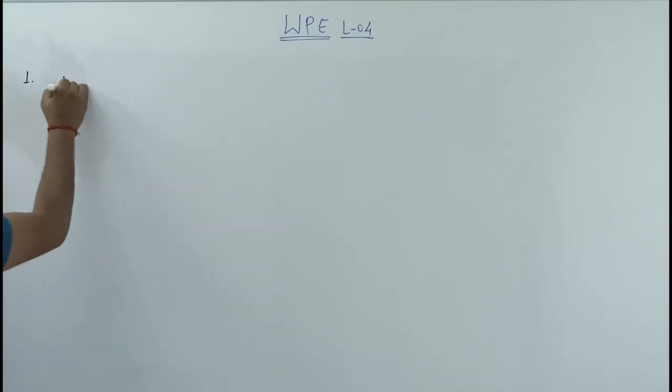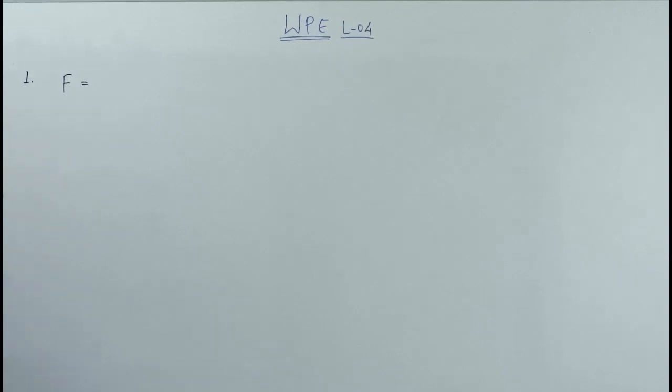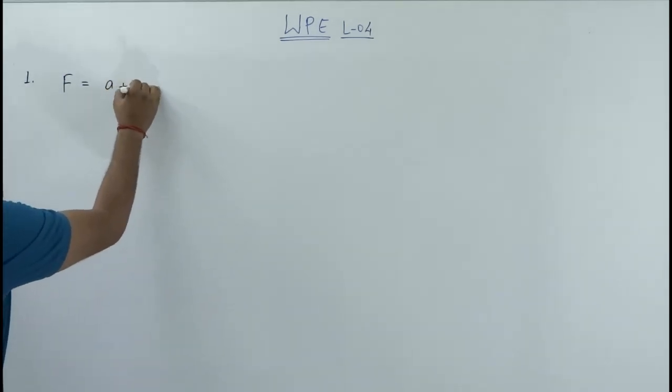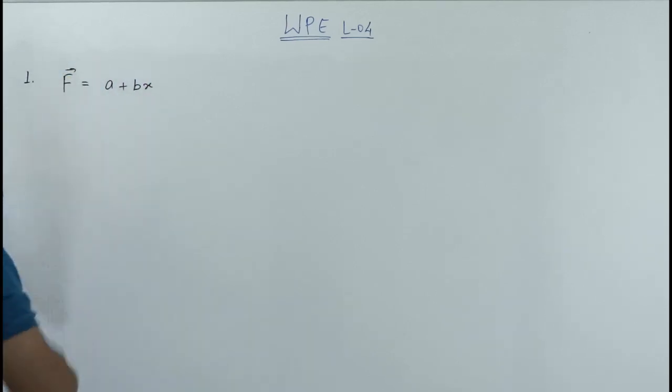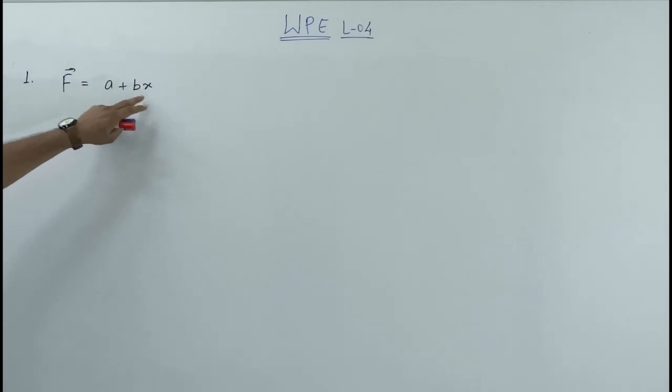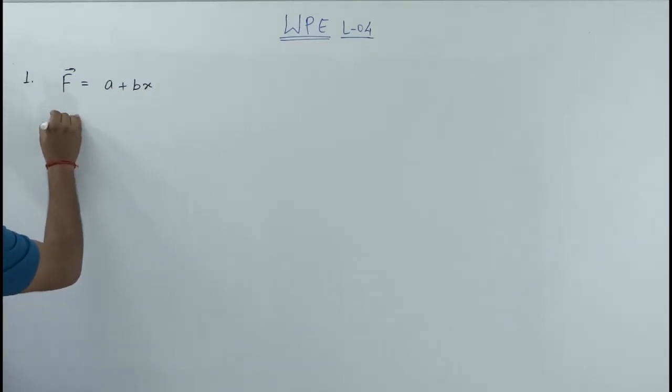Let us say that the force acting on an object is given as a plus bx. Now this force depends, as you can see, on the value of x, where a and b are constants. The force would vary with x. Now I'm asking you, find the work done.